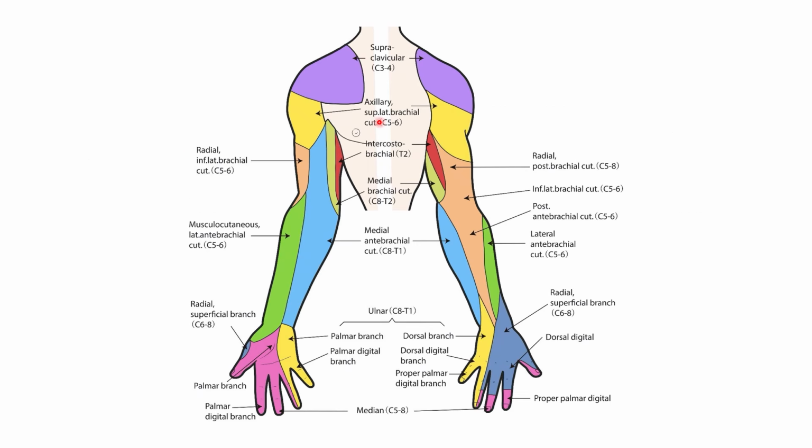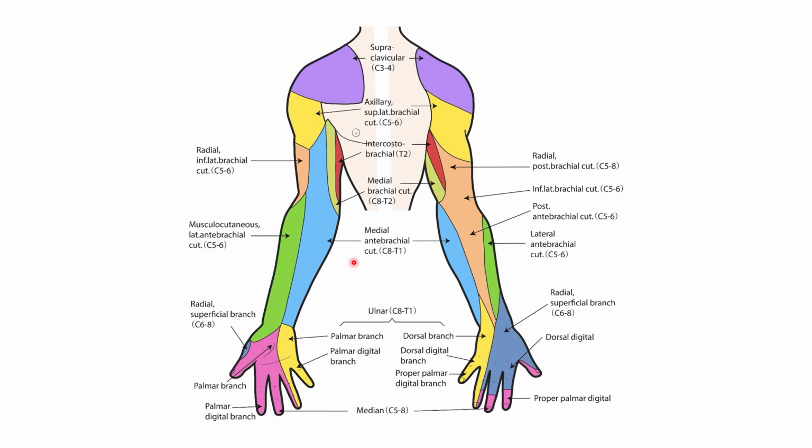So now this will actually help you remember more. This area here, supraclavicular, is C3, C4. Superolateral brachial cutaneous for axillary regions right here. This is radial, inferior lateral brachial. This is radial, posterior brachial cutaneous. This is musculocutaneous, right? Here is radial superficial branch, this little dot. These are palmar branches, and this here is palmodigital branch. The middle finger, as you can see, is median, C5, C8, okay? This is the anterior region, this is the posterior region, yeah?